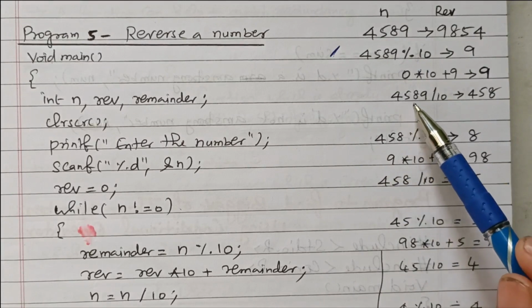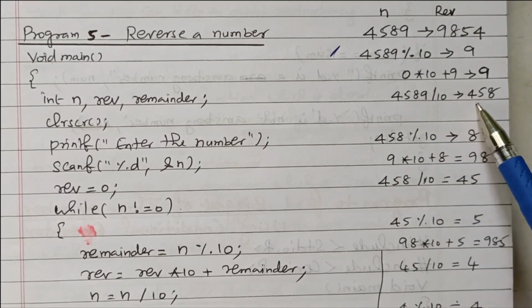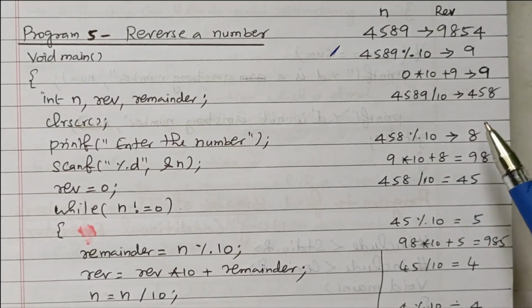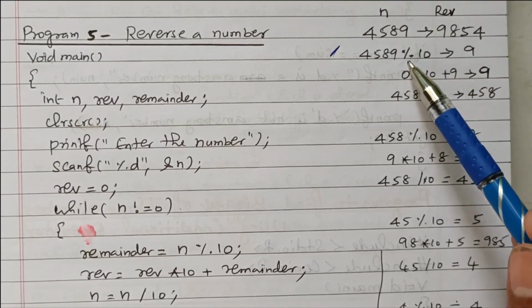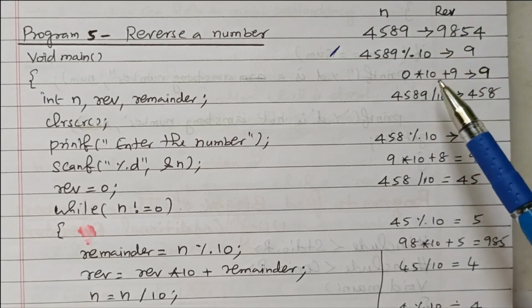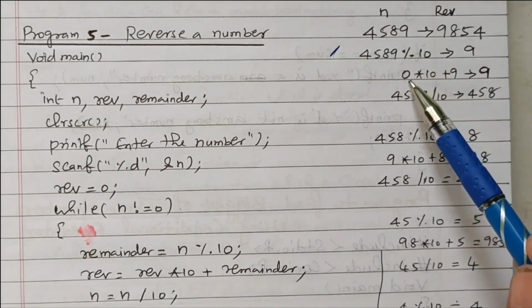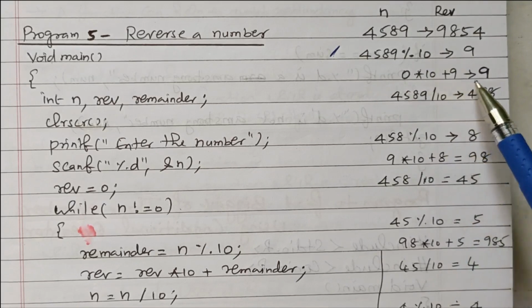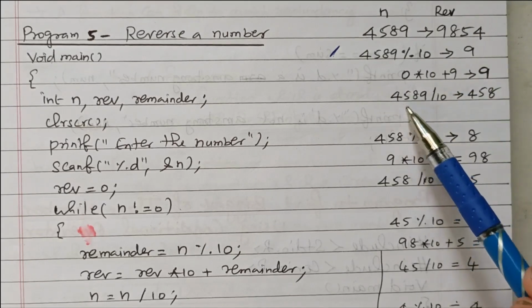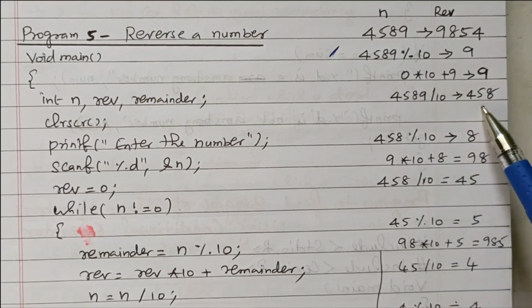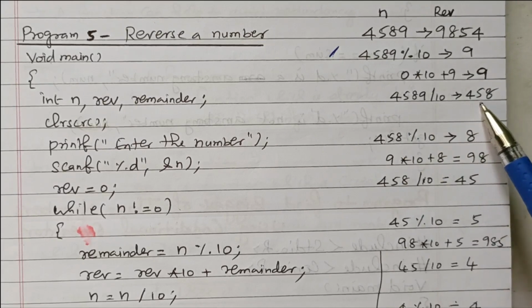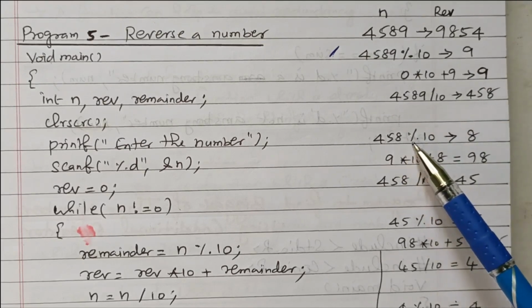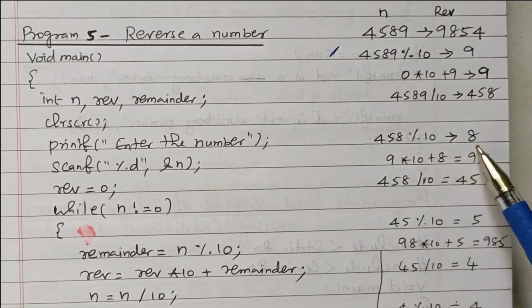So 4589 divided by 10 means it goes 458 times. So it gives the quotient value. So first what we are doing, we are doing the modulo division. We got the remainder. That remainder is added to one more value: 0 into 10 plus that remainder value. Then the number is divided by 10 so that it is reduced to 3 digits. Now we have to repeat the same process. Now this number is available currently. So this number is divided by 10, modulo division by 10, so that we got 8.